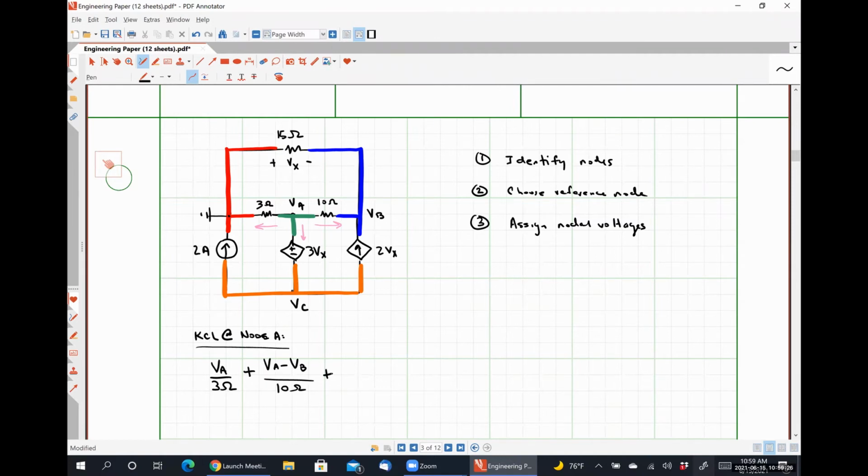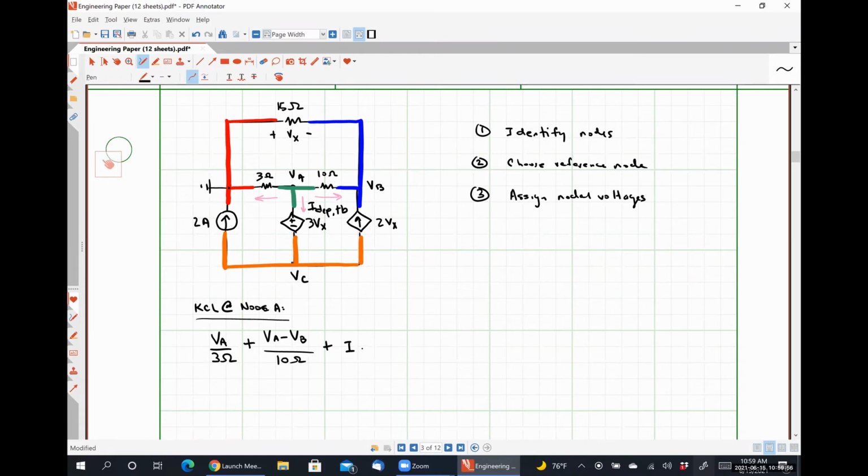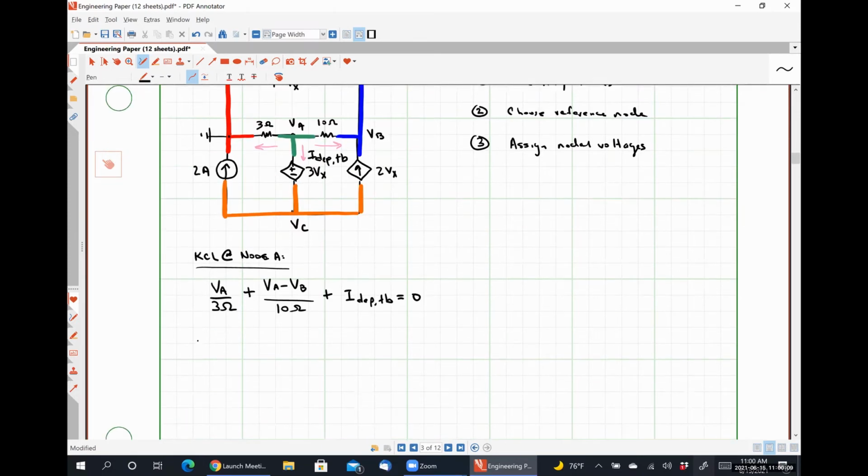So I'm going to call this guy, for now, I dependent TB, meaning that it's flowing from top to bottom. And I'm just going to have to put this guy in here as I dependent TB because I have no other way to describe it. I cannot describe it in terms of my nodal voltages. I'm going to skip a step here and I'm going to go to KCL at node C.